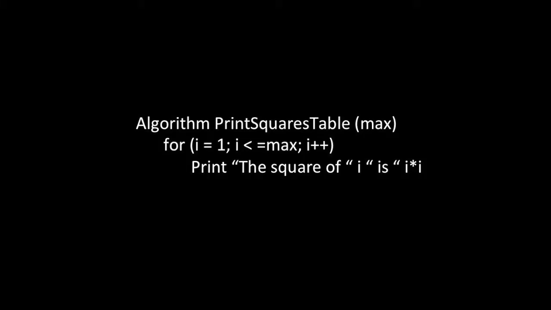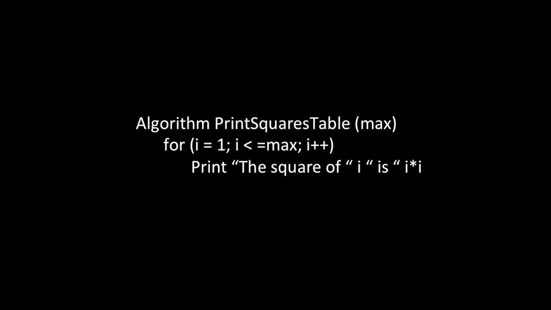We can use our new skill with for loops to do things like print out useful tables. For example, a table of squares. Here's my algorithm for print squares table. It takes one argument called max, which is the number of squares to be printed out. In the for loop, I initialize I to be 1. My loop condition is that I is less than or equal to max. And each time the loop body executes, I increment I by 1.